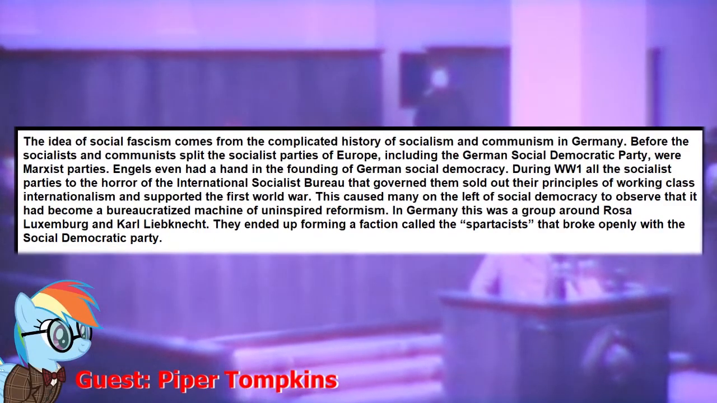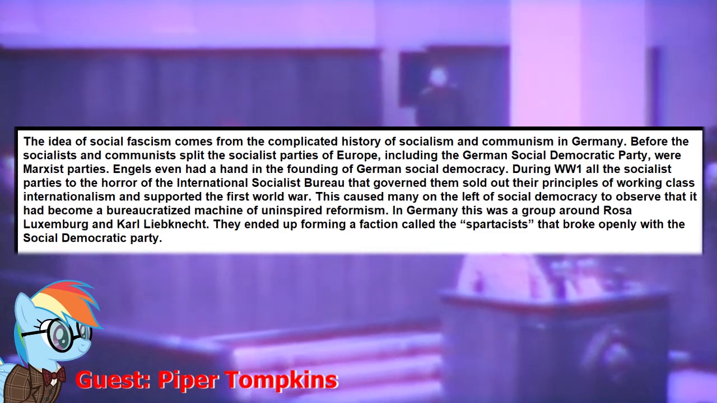Basically, fascism is nothing more than the counter-revolution in service of the bourgeoisie against socialists and the working class. This was the official dogma used by the Comintern until its last Congress. We also see the development of social fascism within Comintern dogma. The idea of social fascism comes from the complicated history of socialism and communism in Germany.